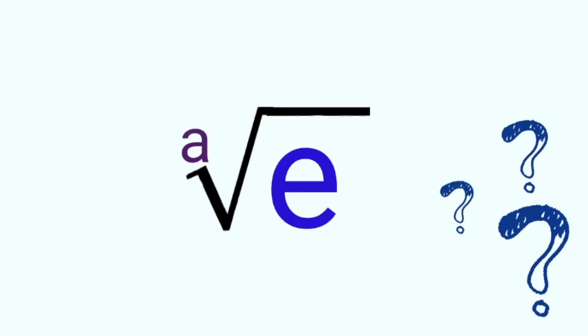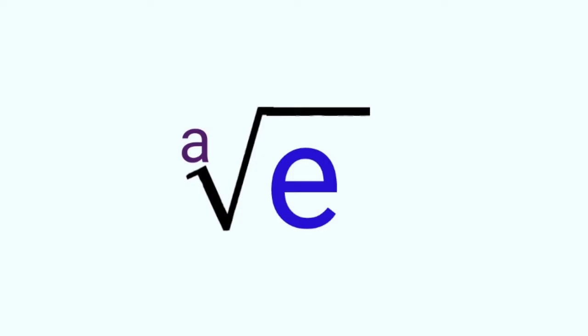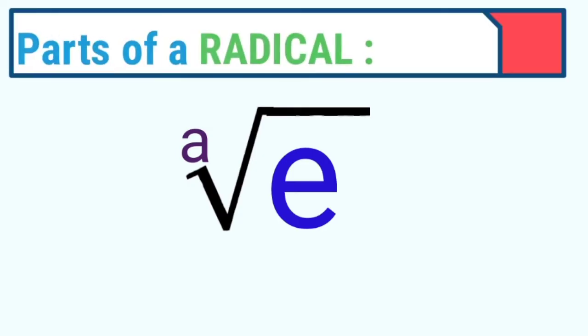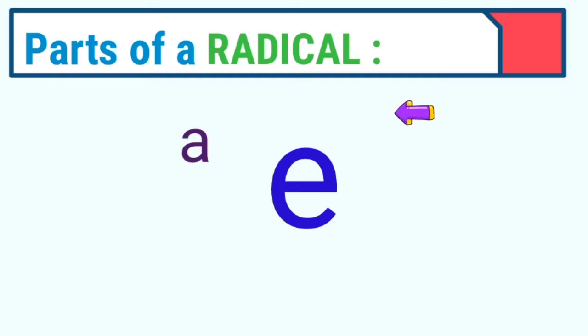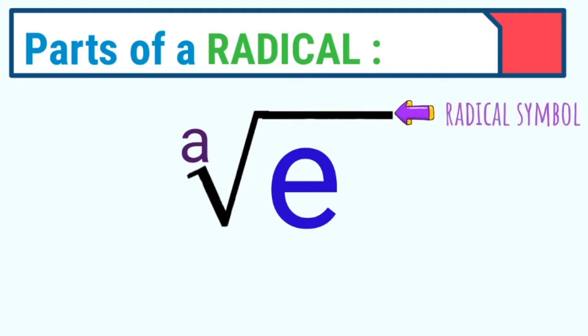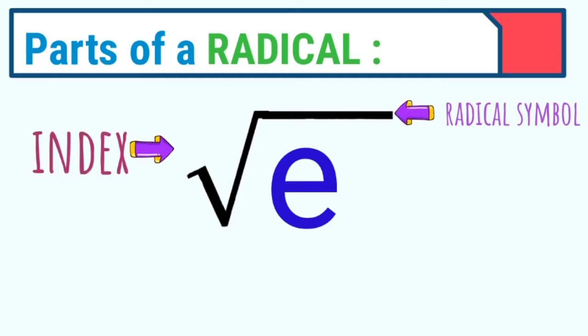Does this symbol look familiar to you? If not, let us try to study its parts. The symbol that looks like a check mark with an elongated horizontal line stuck to the end of it is called the radical symbol. The small number tucked inside the checkmark portion of the radical sign is called the index. In this example, A is the index.